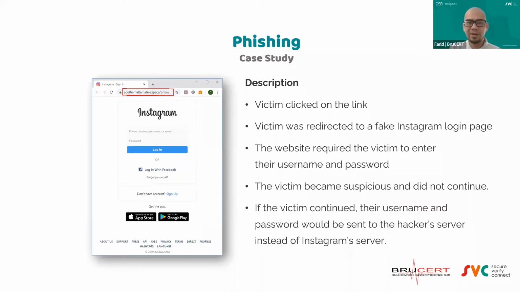And then some of the Instagram influencers were suspicious and did not continue. However, unfortunately, some of them managed to enter their username and password, where all the information will be sent to the hacker's server instead of the Instagram server. As you can see, the URL is not Instagram, but impersonating as something else which belongs to the cyber criminal.